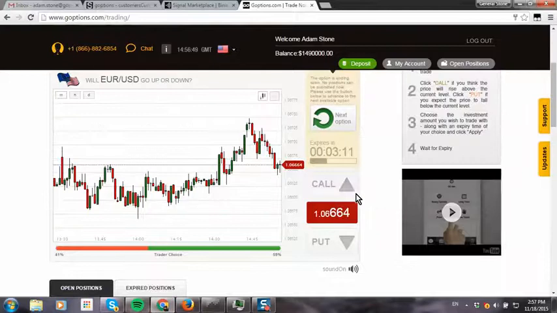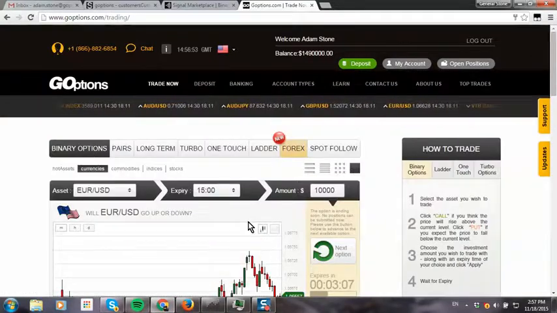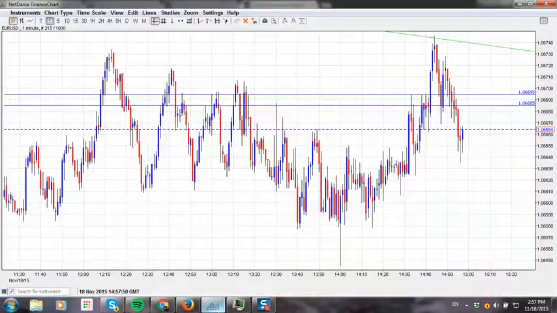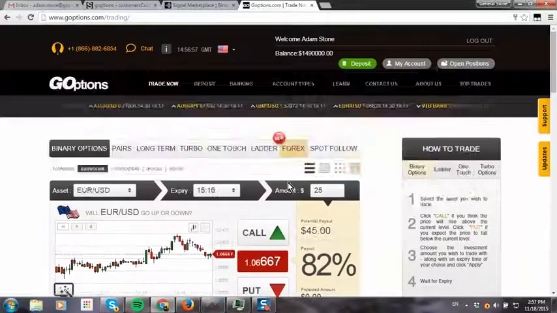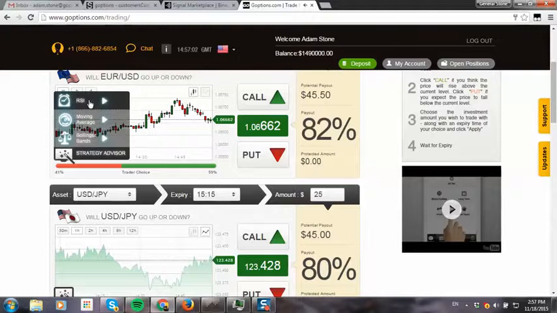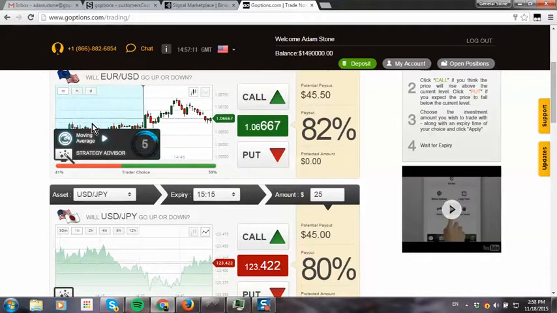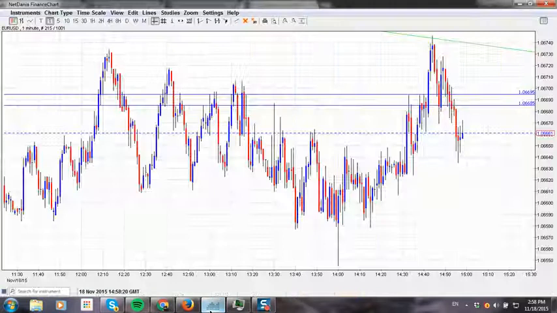Now, as it is on the GOptions platform, you do have ways to actually use automated indicators. For example, right now, you click on a strategy advisor here: resistance support indication, moving average, Bollinger Bands, and the platform itself will do some basic indication checking and give you an opinion. You don't have to agree with the opinion, you don't have to follow that opinion. Right now, the strategy advisor is saying a call would be a best bet.